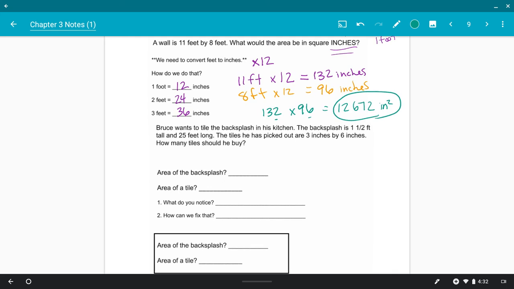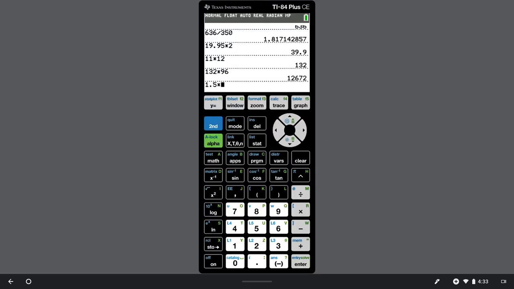Okay, now let's look at this. So in this example, it says Bruce wants to tile the backsplash in his kitchen. If you search backsplash in the kitchen, you can see what that looks like, but it's tiles behind the sink. The backsplash is 1.5 feet tall and 25 feet long. So they're really like short but long things. So 1.5 feet, we want to figure out how many inches that is. So 1.5 times 12 is 18 inches.